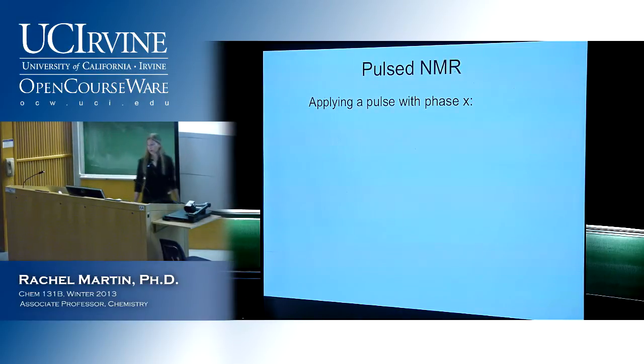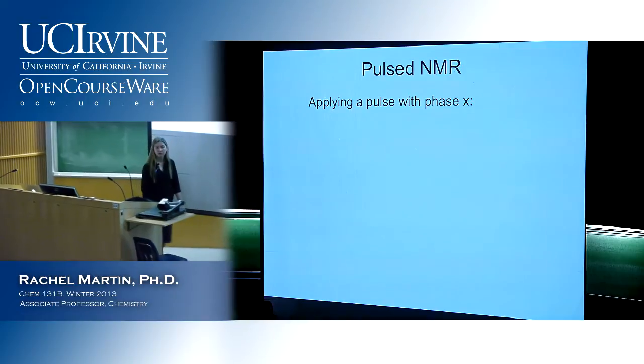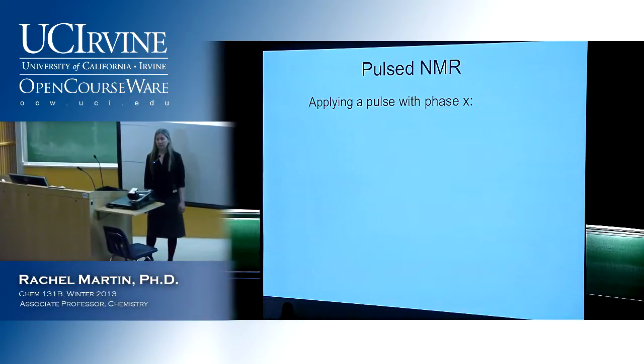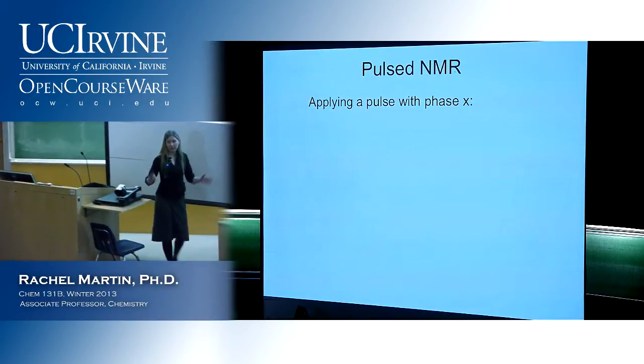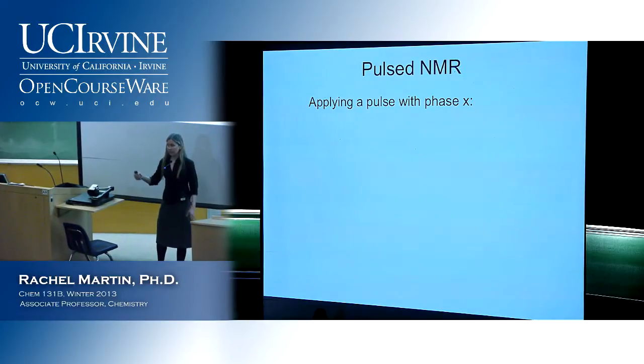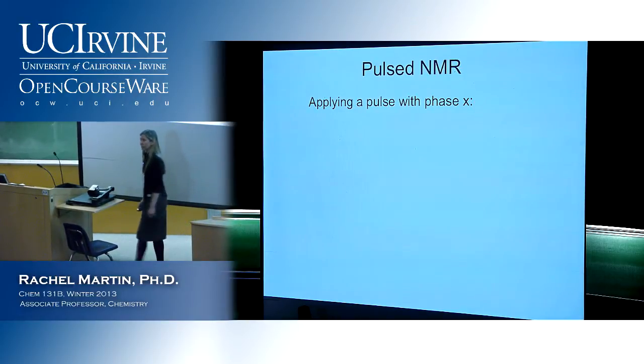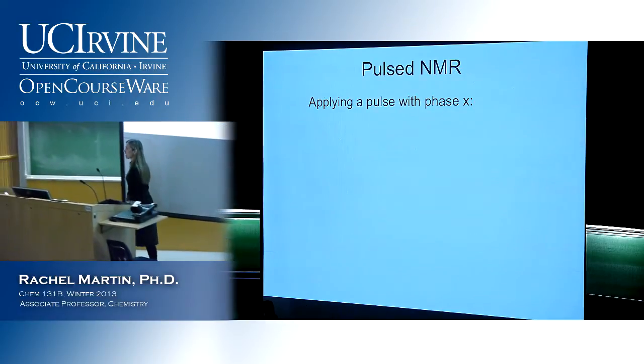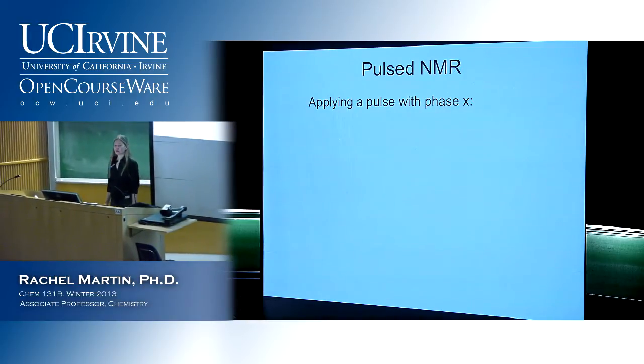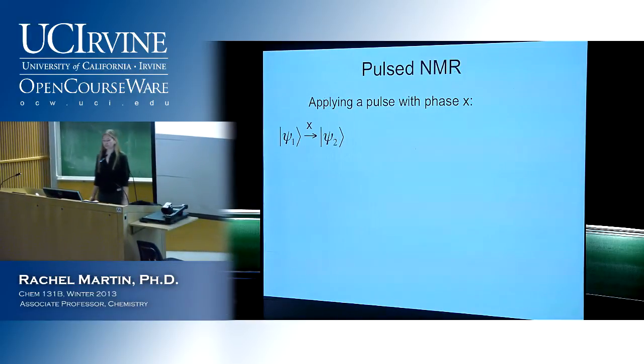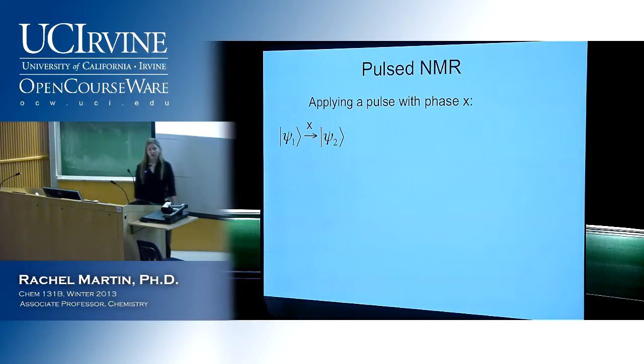OK, so we want to apply a pulse with phase x. So we have our spins. They're aligned along the z-axis. They're quantized along z. They're in the alpha and beta states. And we want to put them into a state that we can measure. So we apply an x pulse.